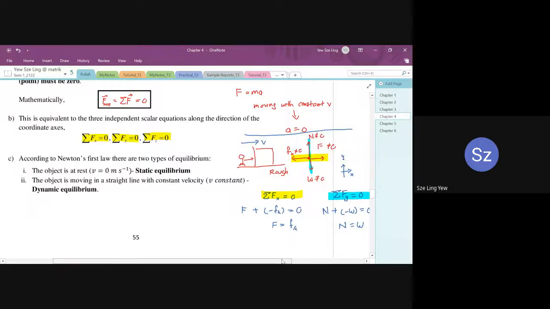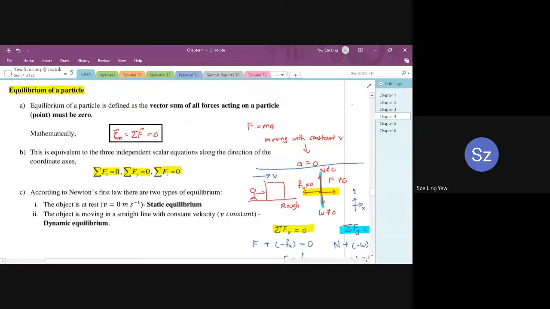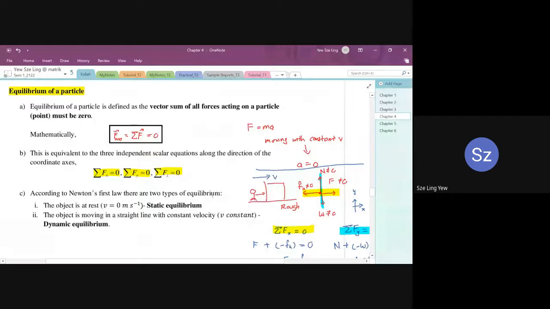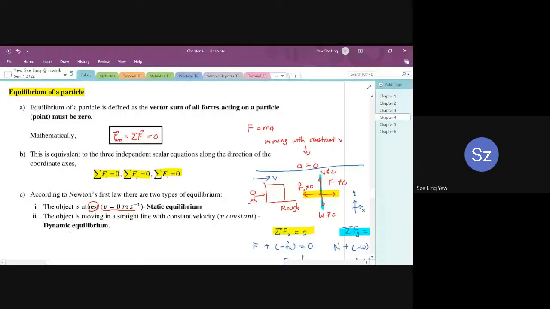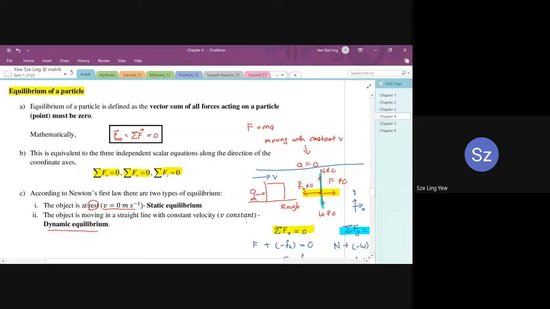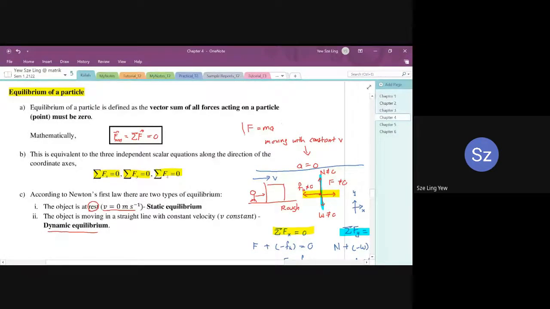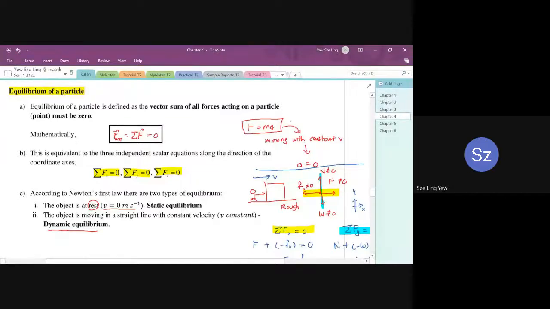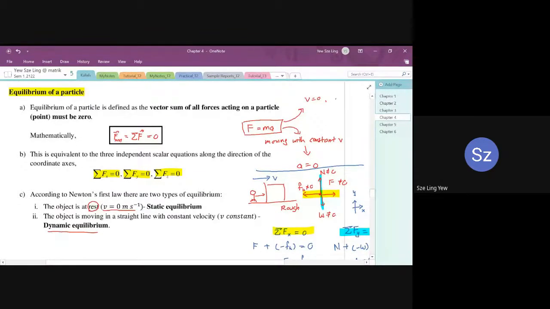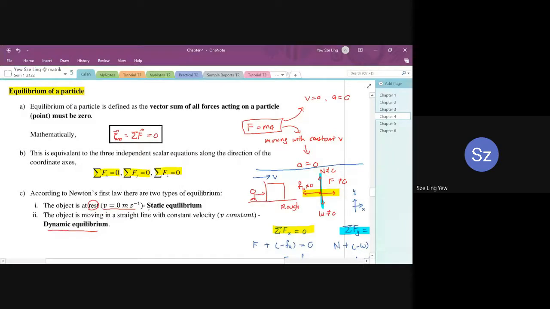All right. So according to Newton's first law, there are two types of equilibrium. One is static equilibrium, in which v is equal to 0, or the object is at rest, not moving. The second one is dynamic equilibrium, where your object is moving with constant v. So either v equals 0 or v is constant, it gives you F equals 0. Because you're using ma, constant v gives you a = 0, and v equals 0, a also equals 0. So it doesn't matter whether the object is in static or dynamic equilibrium.